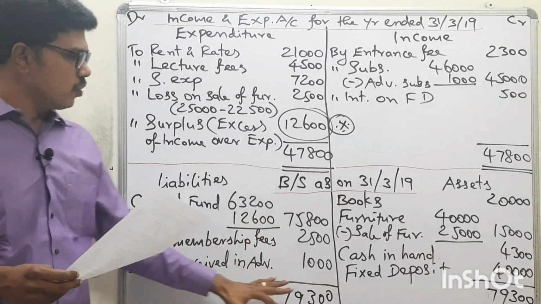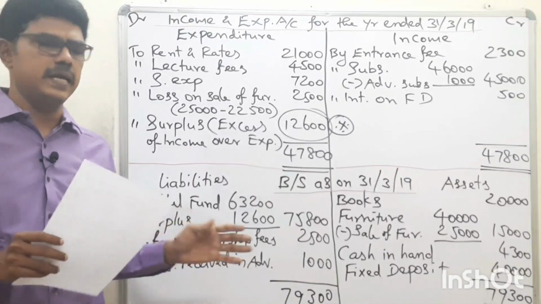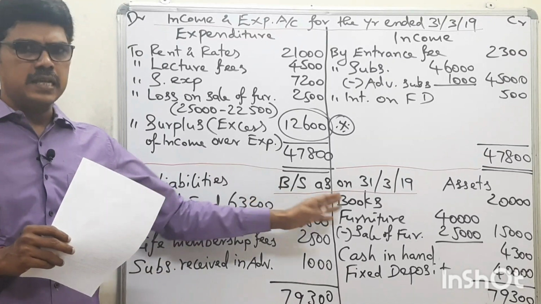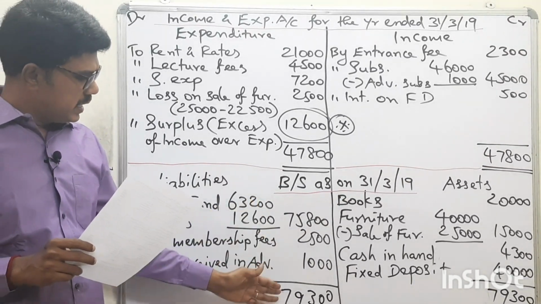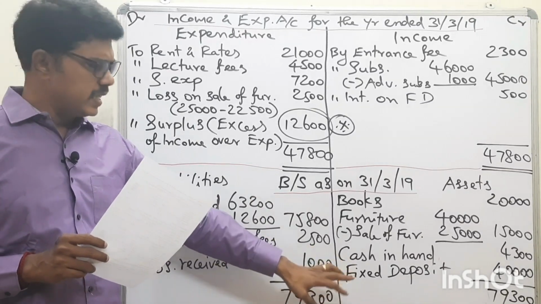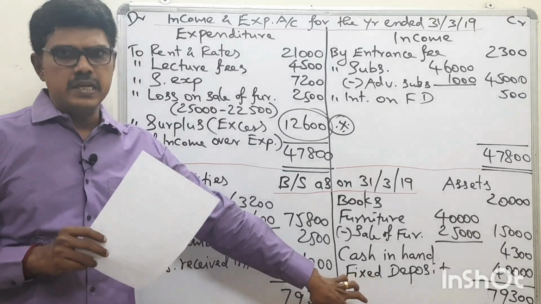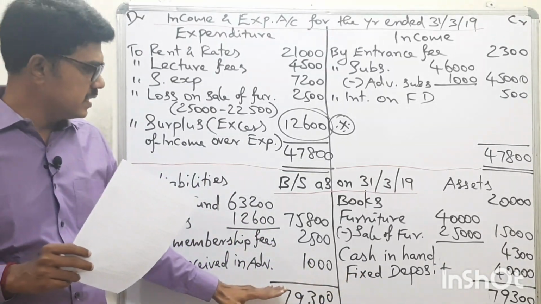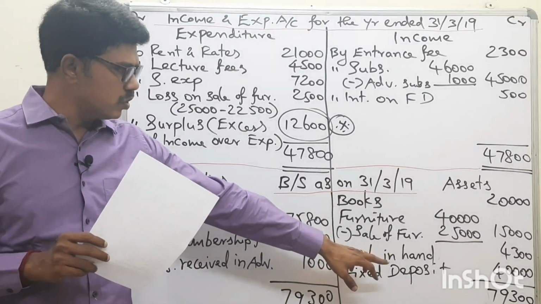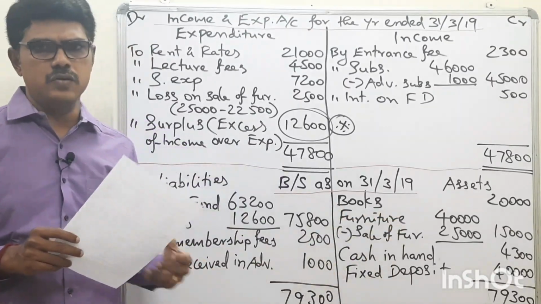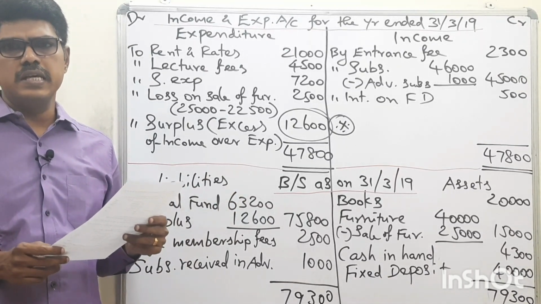75,800. Before closing the account, we should verify whether we have shown all the details on the assets and liabilities side. Now we are going to total both the sides. If we get equal amounts, then we can understand that the balance sheet is correct. The total is 79,300. The same total we are getting on the asset side too. I hope that you all have understood this clearly.